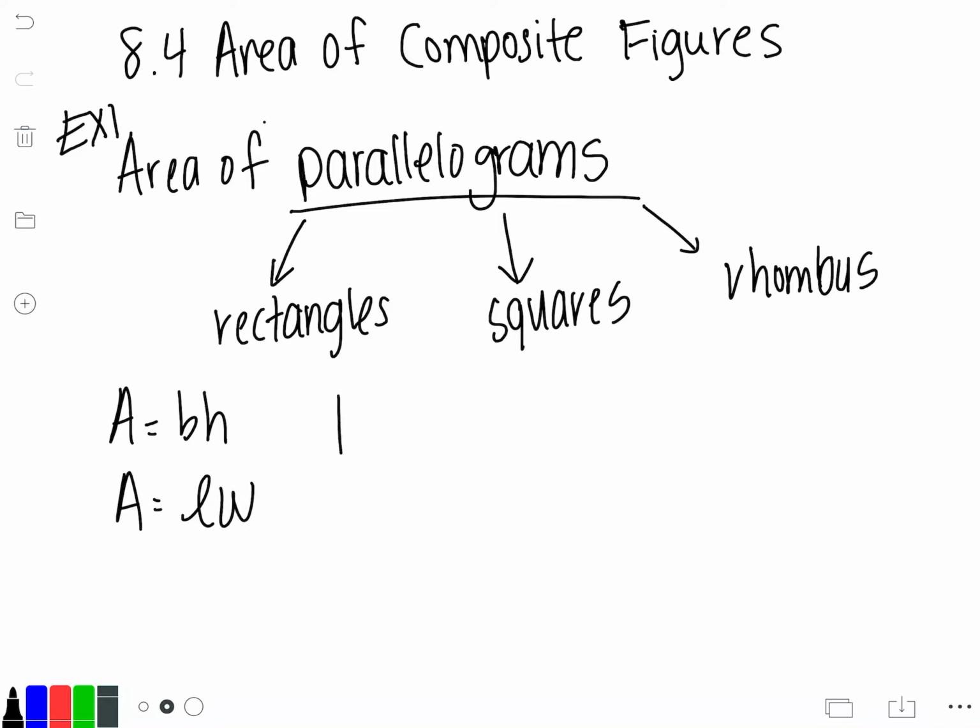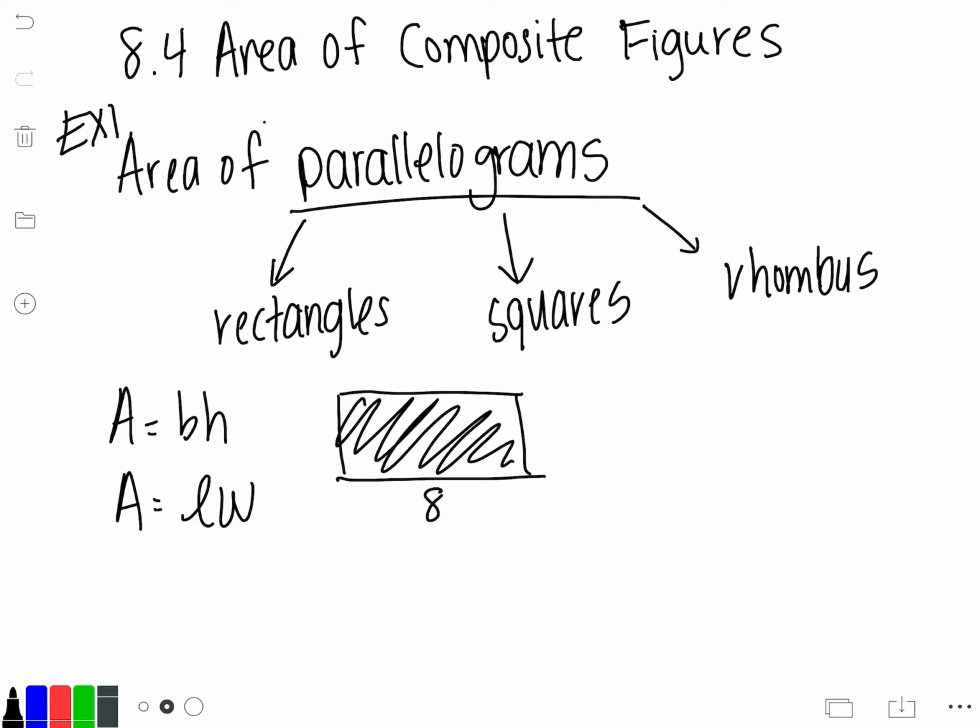So if you have a rectangle and you want to find the area of that rectangle, and remember area is the amount of space inside a shape. Let's say we have a length of 8 here and 3 here. To find the area, you have base times height, you just multiply 8 times 3. That's it. So you've got 24.